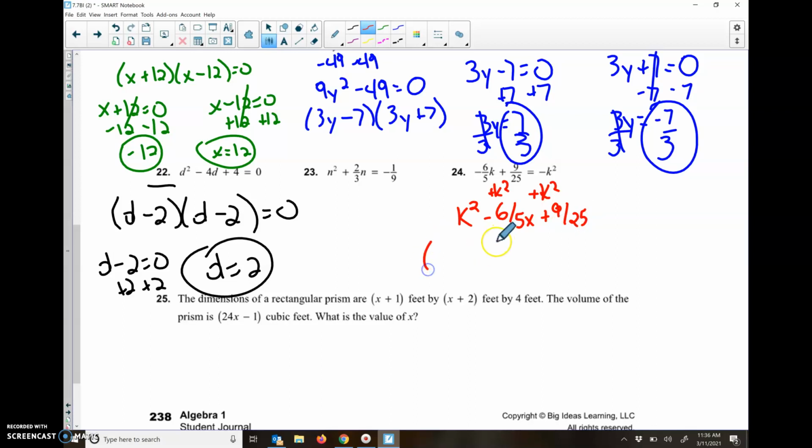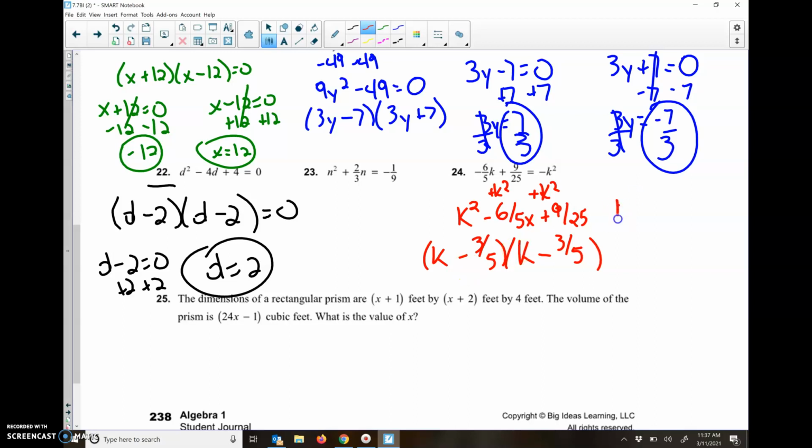And then if you don't remember how to find the square root of a fraction like that, remember you're just taking the square root of both numbers. So the square root of 9 is 3, and the square root of 25 is 5. So k minus 3/5 and k minus 3/5. You multiply 3/5 and 3/5, you get 9/25. You add negative 3/5 and negative 3/5, you get negative 6/5.